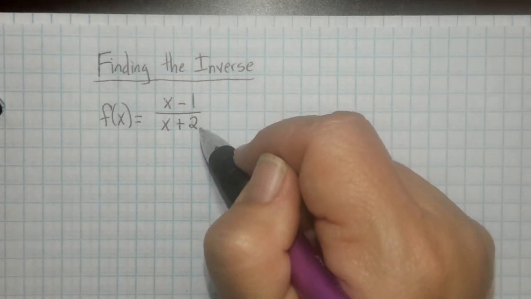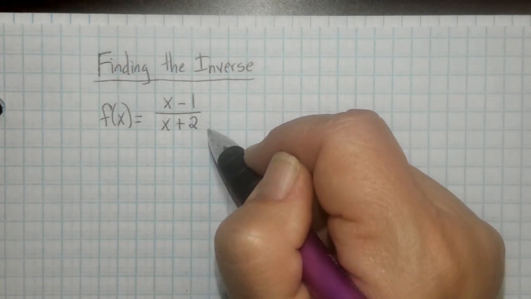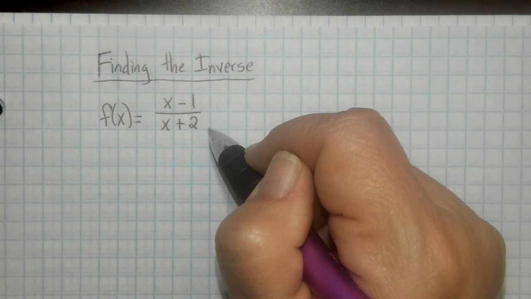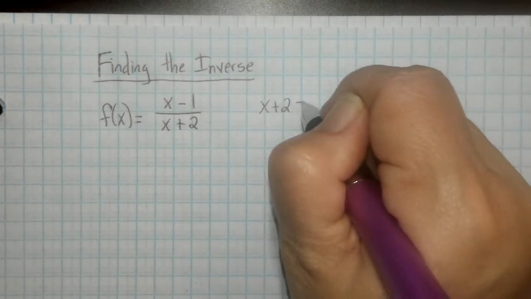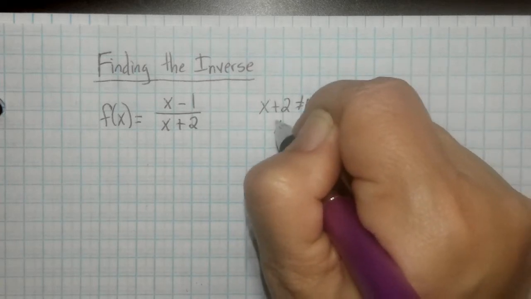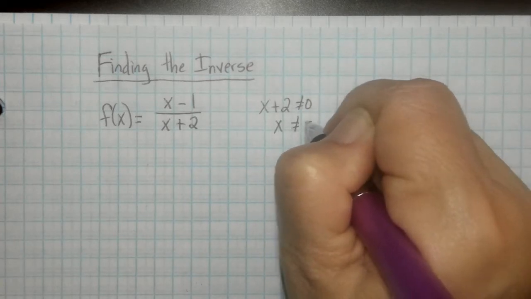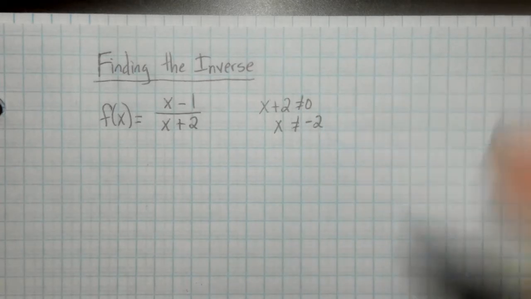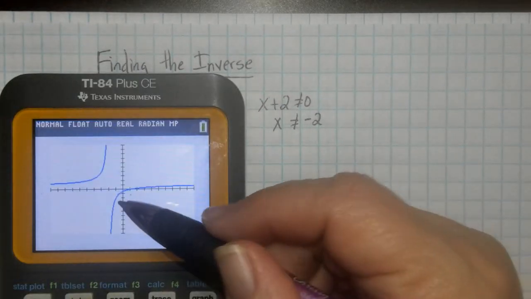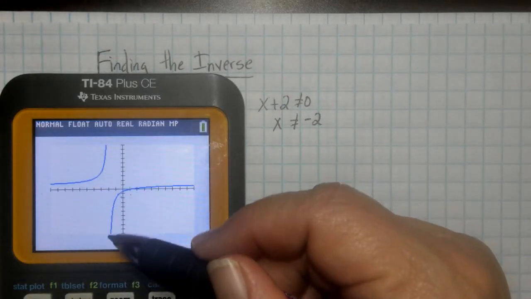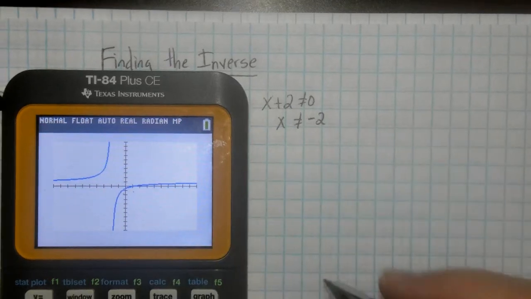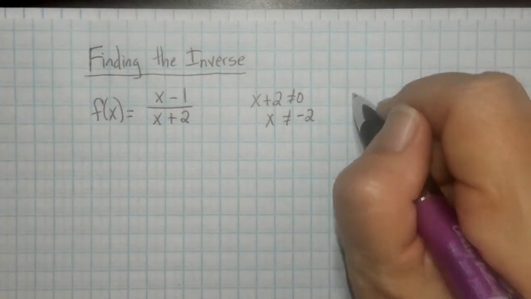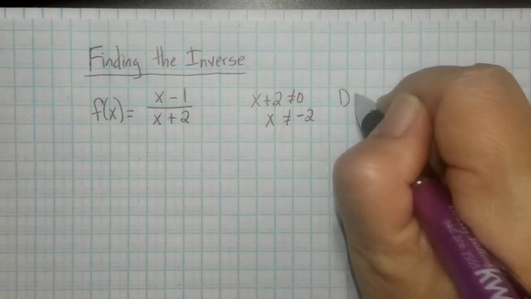We cannot divide by what number? We can never divide by 0. So do you see that if my denominator, x plus 2, cannot be 0, then that means x cannot be -2? And that is why we have this discontinuity right here at -2, because there is no x value at -2. So if I want to write the domain for this function, I've got two ways of writing it.